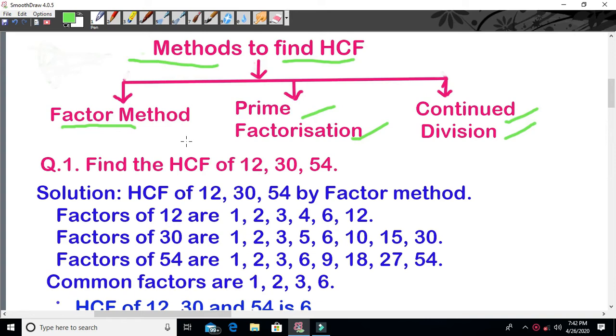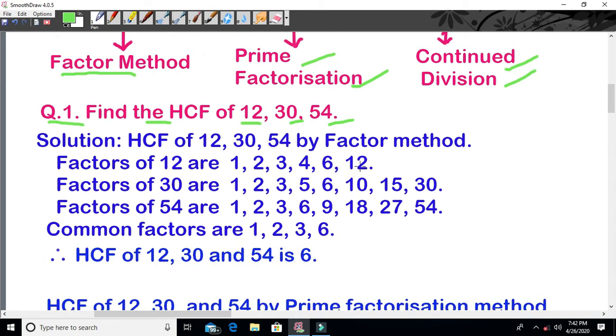So I have one question: find the HCF of 12, 30 and 54. This question we will solve by the factor method. We will write the factors of each number. Here I am writing the factors of 12. The factors of 12: 1, 2, 3, 4, 6, 12.